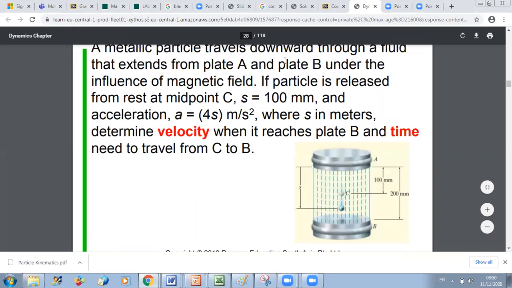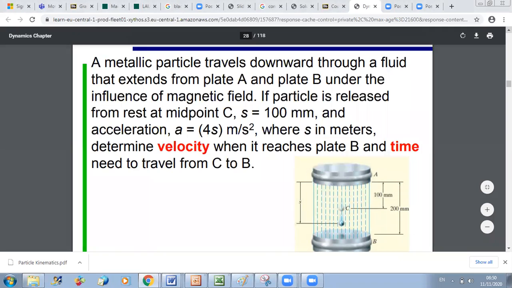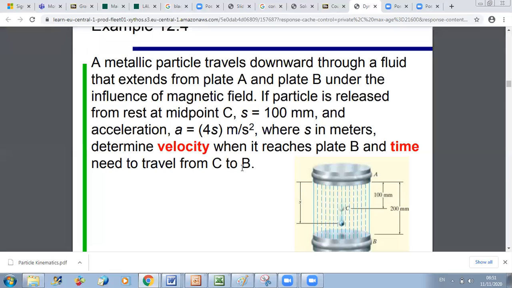Another problem. We have a metallic particle traveling downwards through a fluid that extends from plate A to plate B under the influence of a magnetic field. If the particle is released from rest at s equal to 100 millimeter and at an acceleration of 4s, where s is in meters, determine the velocity when it will reach plate B and the time needed to travel from C to B. So first, I have a function of s and I want to find velocity.